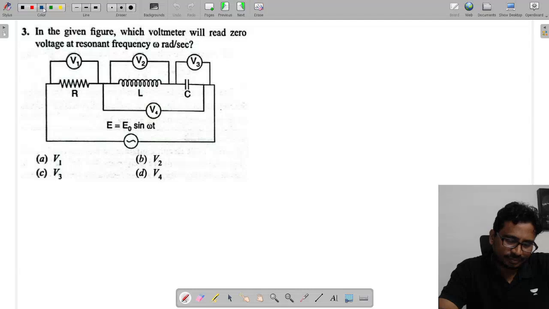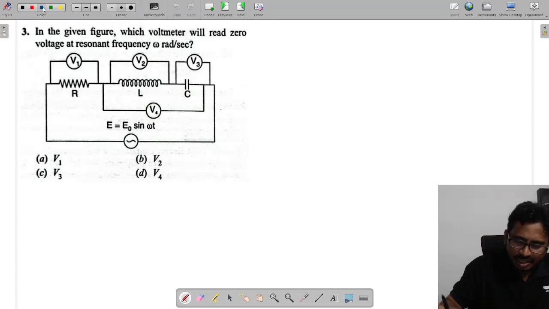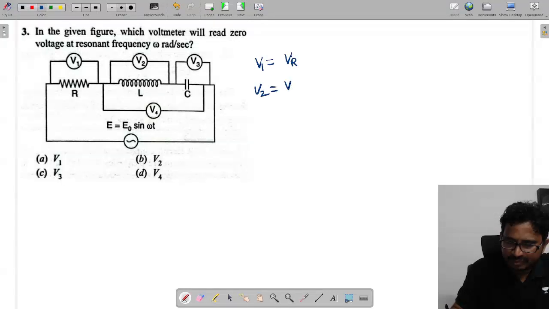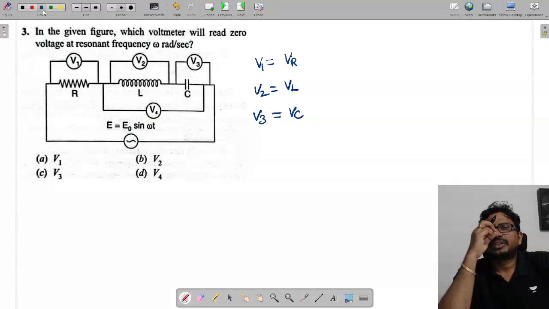Next one. In the given figure, which voltmeter will read 0 voltage at resonance? V1 is the voltage across the resistor, V2 is the voltage across the inductor, and V3 is the voltage across the capacitor. Now they are asking at resonance.